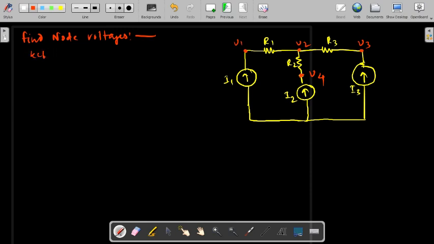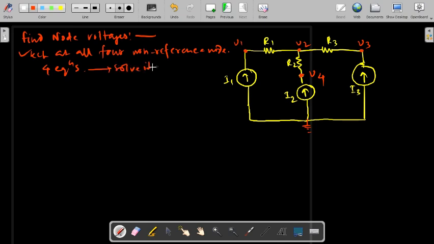So KCL at all 4 non-reference nodes, suppose this is your reference node. By applying KCL at all 4 non-reference nodes, we will get 4 equations. Then solve it, and you will get all the values. So this is the general way.